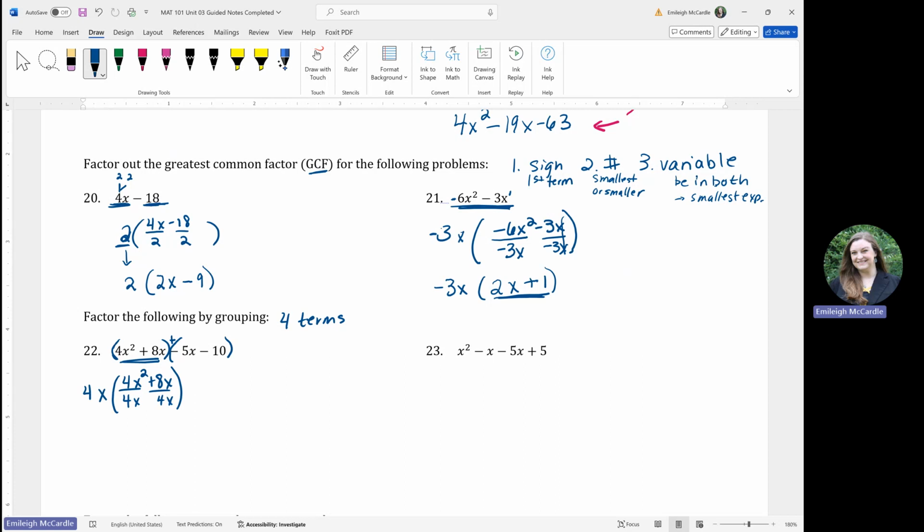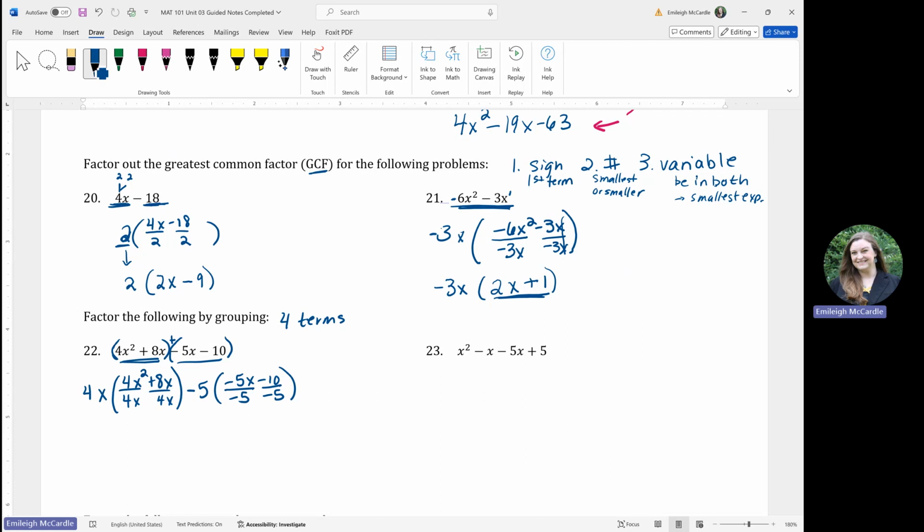Let's look at our second group here. The sign of the first term is negative, so our GCF for that group will be negative. Looking at our numbers, 5 and 10, 5 is the smallest. Does 5 go into 10? Yes. So 5 is going to be our GCF. Variables, is there a variable in both? No. So there is no GCF variable here. Okay, so negative 5 is going to be our GCF. We're going to bring down the problem, negative 5x minus 10, and divide by that negative 5.